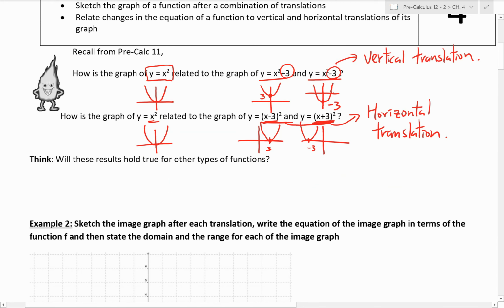Here's a think question. Do these results hold true for other types of functions? Of course, yes. These results will be true for other types of functions, and we will look at other types of functions more extensively later on. Not this chapter, but later on. This chapter is just about how the translation is going to work.